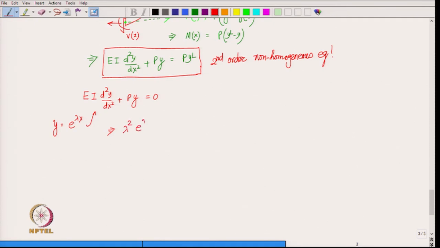lambda square e to the power lambda x plus P by E I into e to the power lambda x equal to 0. So, that means lambda square plus P by E I is equal to 0, which implies lambda is equal to plus minus i square root of P by E I, where i is your imaginary number.